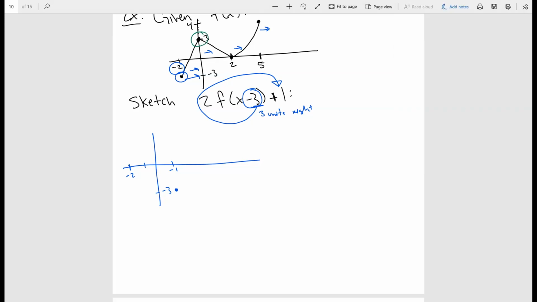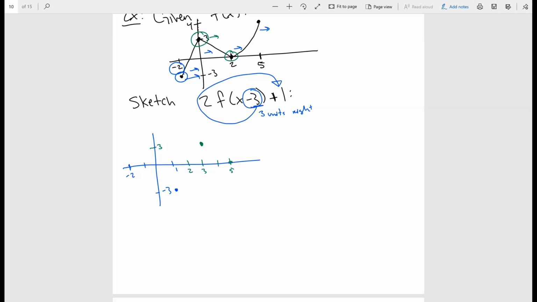The next one's going to be this 3 right here, the 0, 3. So that guy was like right there. So now you're going to move this guy 3 units over. Moving it 3 units over is going to be 1, 2, 3. Okay, 3 units over, right there. Now this guy right here is at 2, 0, which was right here. Move it 3 units over, 1, 2, 3.